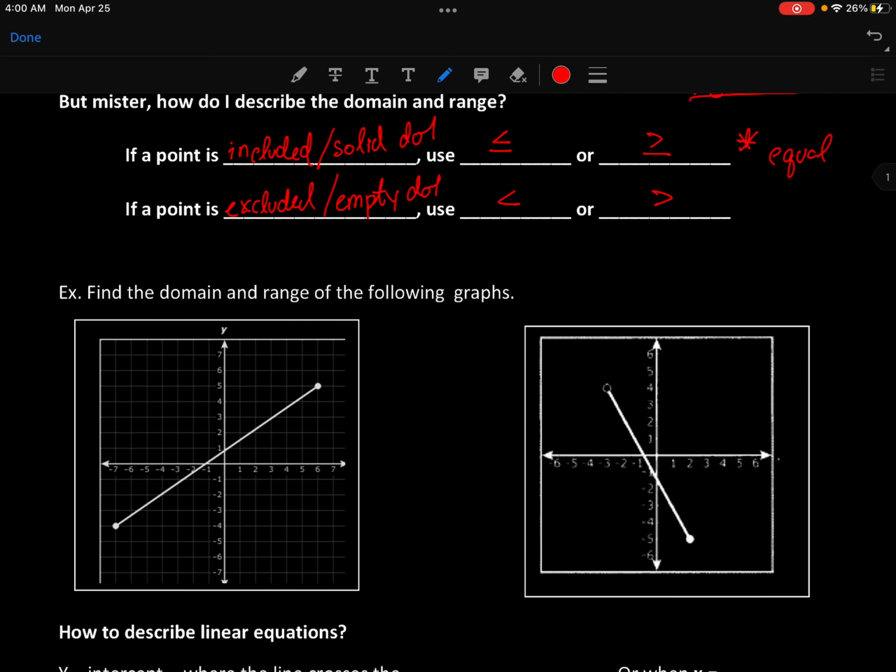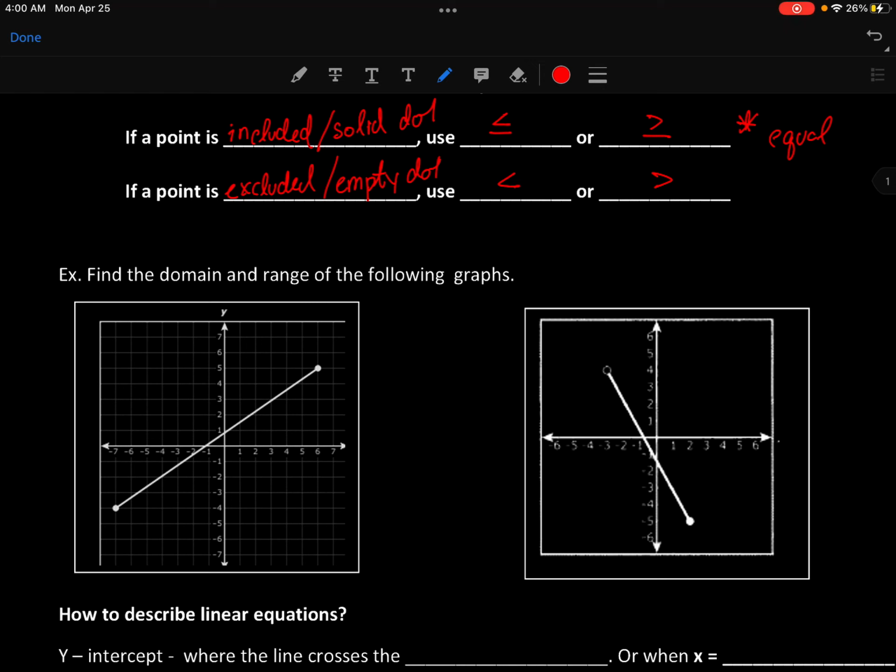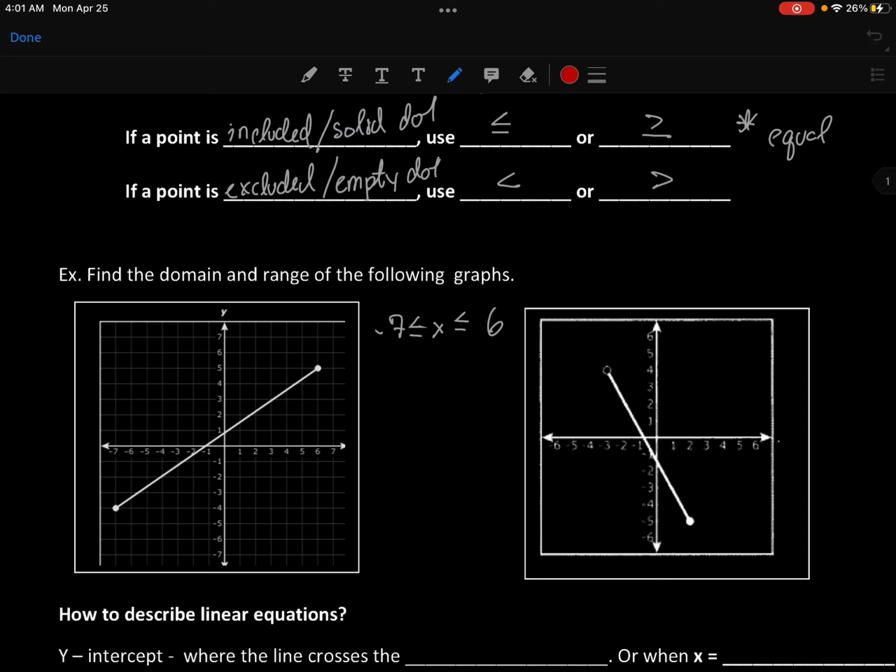Now, I will help you find the domain and range of the following graphs. If you want to find the domain, all you have to do is go from the edges of the line to the x-axis. This starts at x is equal to -7 and ends at x is equal to 6. So the domain is -7 is less than or equal to x, which is less than or equal to 6. That's it. Now if you want to look at the range, you do the same thing except you go to the y-axis. You go from the start, -4, to 5. So the range of the function is -4 is less than or equal to y less than or equal to 5. I'm using less than or equal to because these are solid dots.